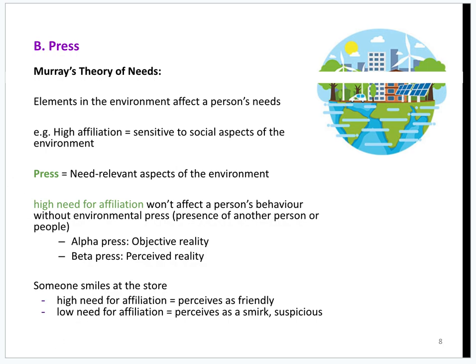Whereas somebody with a low need for affiliation, and somebody smiles at them, they're thinking, oh, well, that was a smirk. That's suspicious. Like, what's their problem? Okay, they're going to interpret it negatively. So that is press. It's how the environment influences or affects, or it has to be there to press the need.